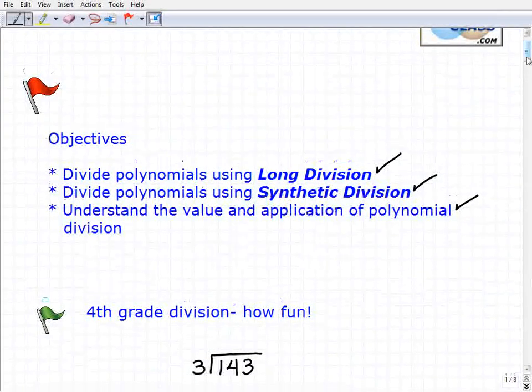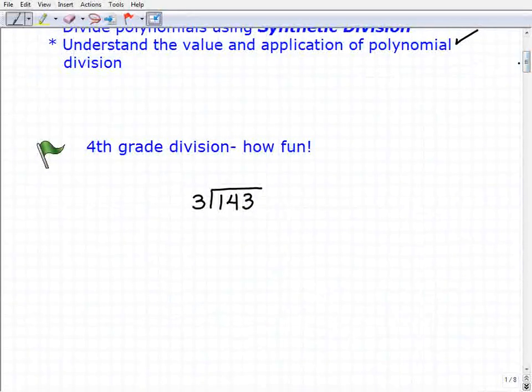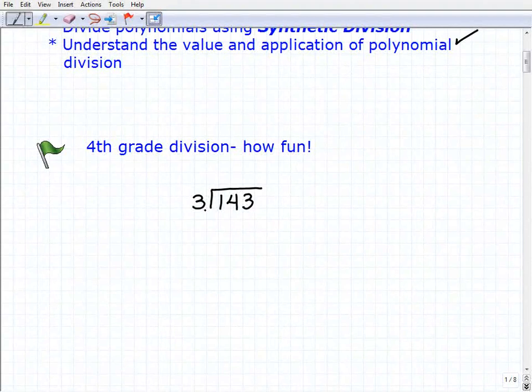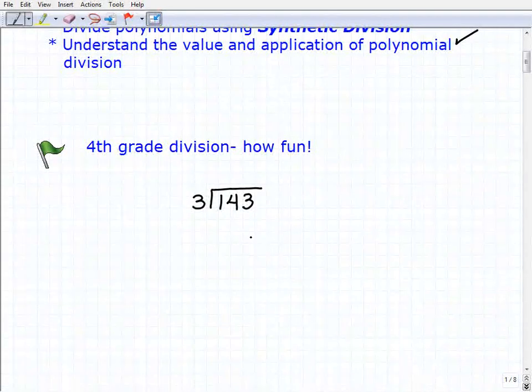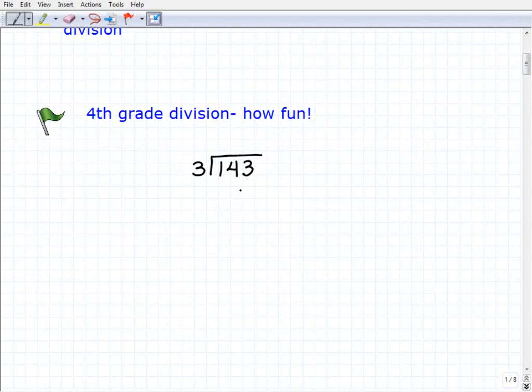But I want to take you back a few years to fourth grade, third grade, or whenever it was when you did a problem like this. Here we have 143 divided by 3. Now, imagine you were tutoring a younger brother or sister or somebody who's just learning division for the first time. How would you explain to them to do this particular problem? Well, you'd probably do something like this.